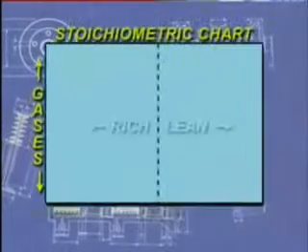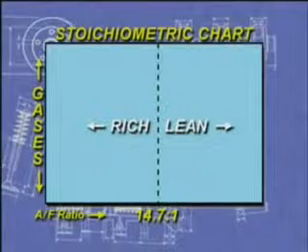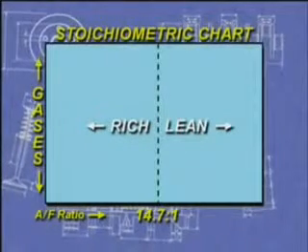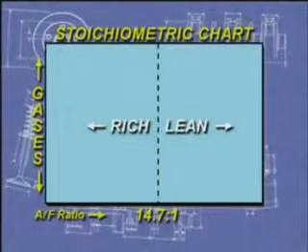While you may already know that the ideal air-fuel ratio of 14.7 to 1 is known as a stoichiometric mixture, you may not be familiar with a stoichiometric chart. This is a graphic representation of how the exhaust gases react to changes in the air-fuel ratio. Take a look. The stoichiometric chart displays gas concentrations along the vertical axis based on the air-fuel ratio shown along the horizontal axis.